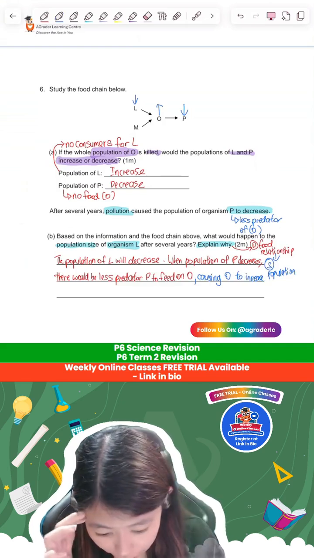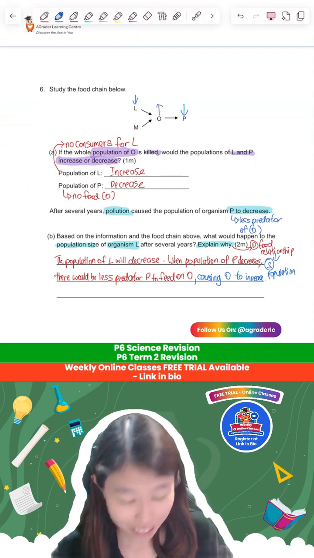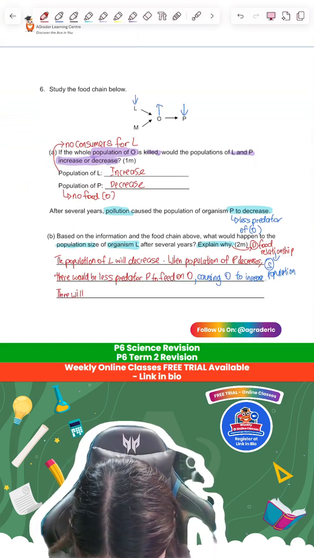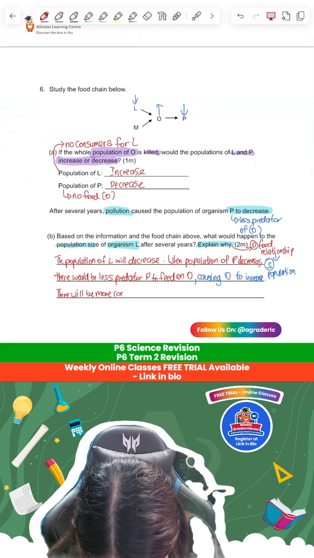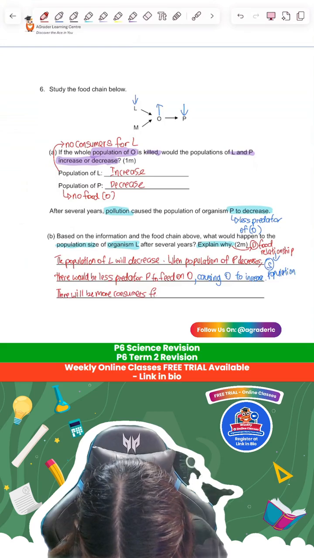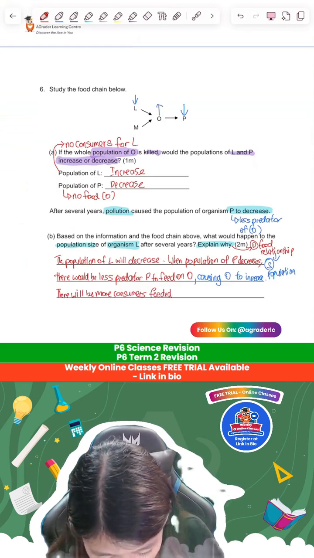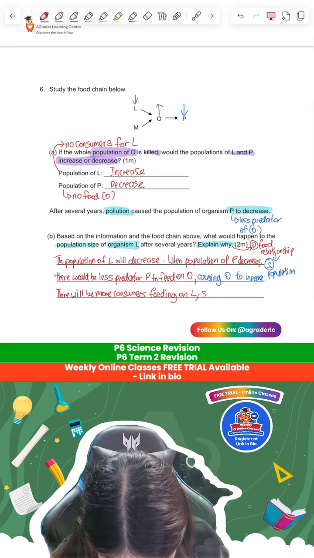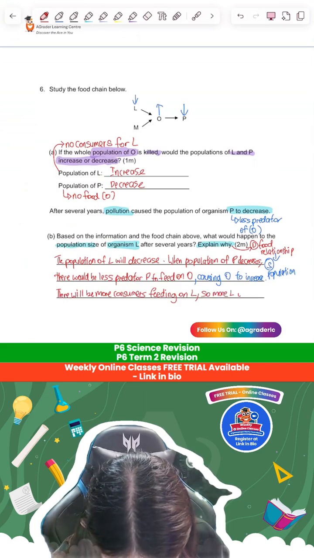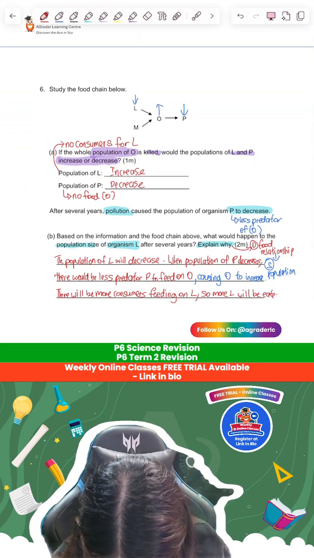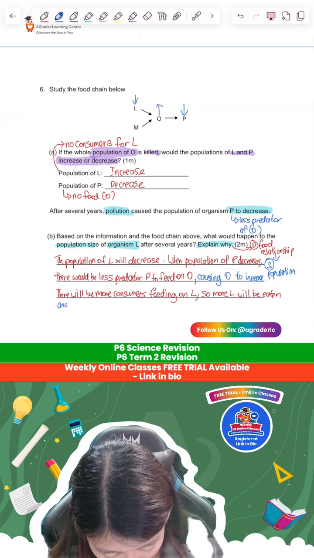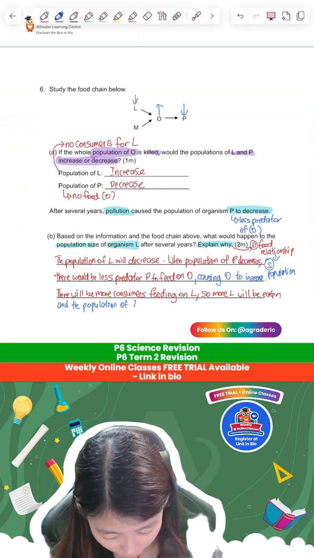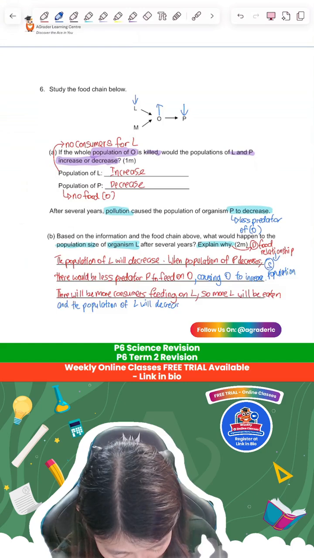Then the next sentence, next relationship. There will be more consumers feeding on L. So more L will be eaten and the population of L will decrease. Okay?